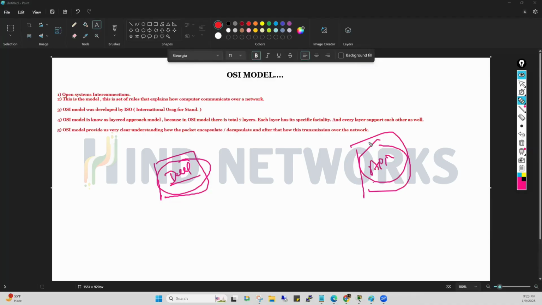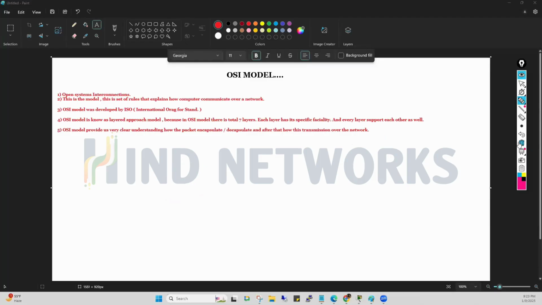Fine. For example, if there was any big company, it means that company has its own monopoly. Getting my point? So that was the problem. At that time, there was no such standardization. So we need one standard platform where all the manufacturers, when they develop any devices, protocols, or rules, can follow that process. Getting my point?